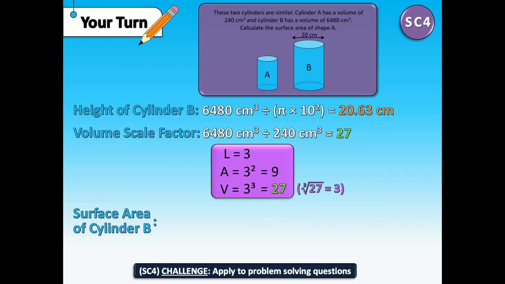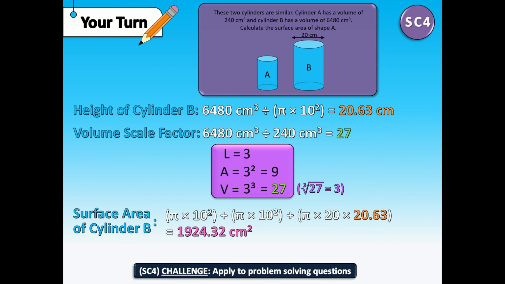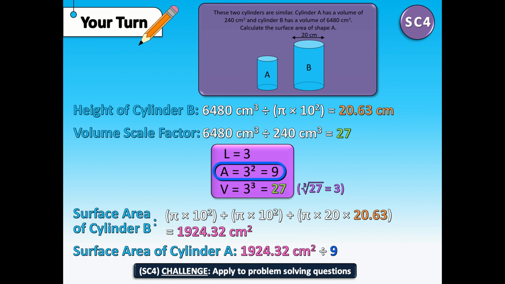So we work out the surface area of cylinder B, which is 1924.32. So to work out the surface area of cylinder A, we divide that by the scale factor, which is 9. So the surface area of cylinder A is 213.8 centimetres squared.